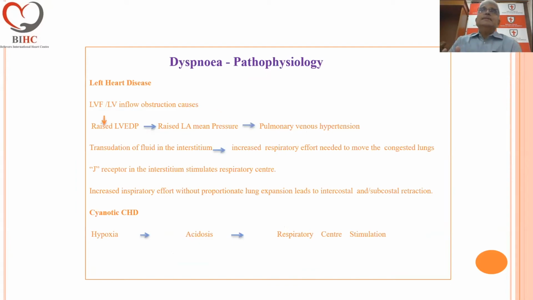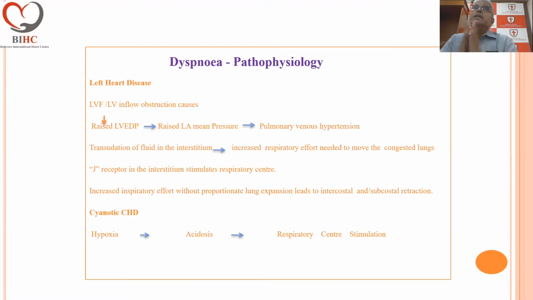We said that dyspnea denotes either left heart disease or hypoxia. In the context of left heart disease, what it would mean is there is an increase in the pulmonary venous pressure. The pulmonary venous hypertension, which is the reason for dyspnea, occurs in some settings. When pulmonary venous hypertension is happening, it means the LA pressure is high. The LA pressure is high either due to an obstruction to the mitral valve, or the mitral valve is okay, but the end diastolic pressure in the left ventricle is high.